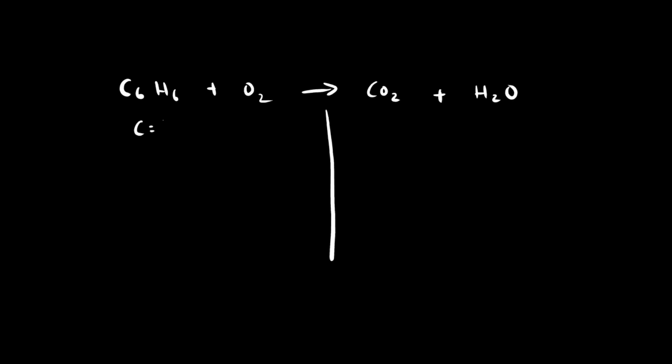C6H6, benzene, reacts with oxygen to produce CO2 and water. On the left hand side, we have 6 carbon, 6 hydrogen, and 2 oxygen. On the right hand side, we have 1 carbon, 2 hydrogen, and a total of 3 oxygen.